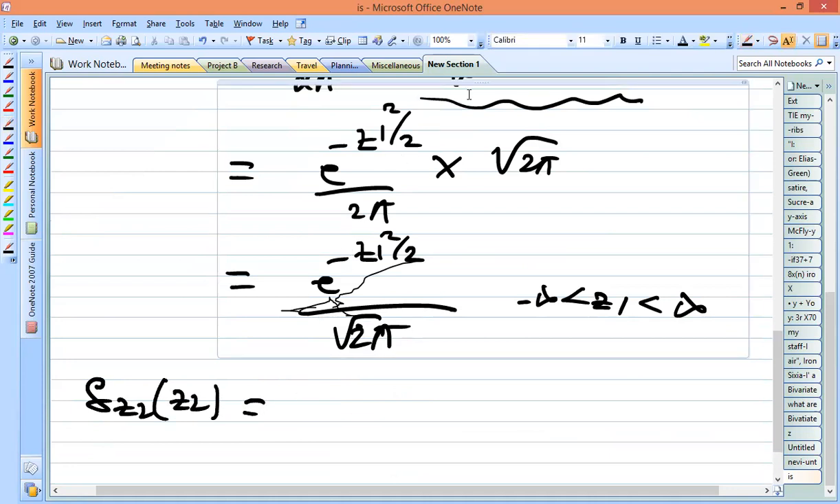Yes, what is the answer for marginal PDF fz of z2? Yes, anyone? Hello.